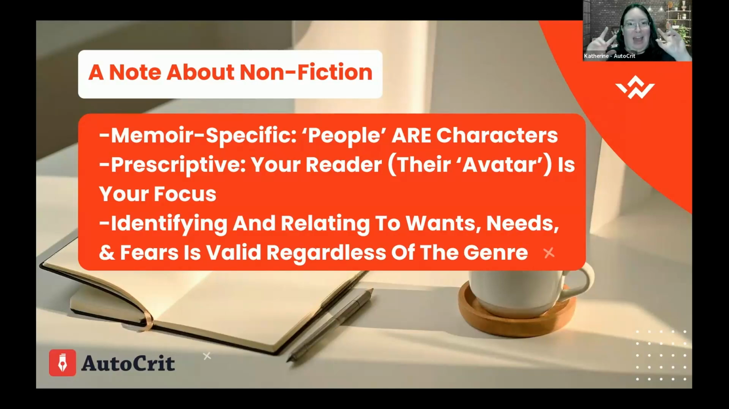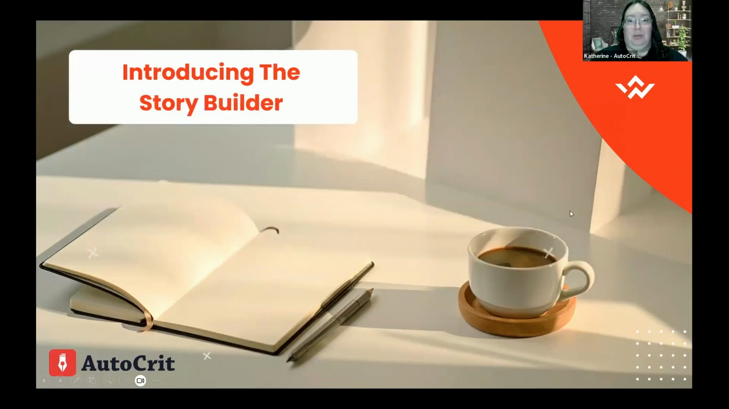Prescriptive, your reader, your avatar is your focus. Prescriptive nonfiction is often written in second person point of view. The author is telling the readers things that they feel, that they do, that they know, as if they know us. So they have to try to get in a broad group of people's heads. But ultimately, even though this is nonfiction, identifying and relating to people's wants and needs and fears is valid, regardless of the genre. And if you can identify it, it will make your work stronger.